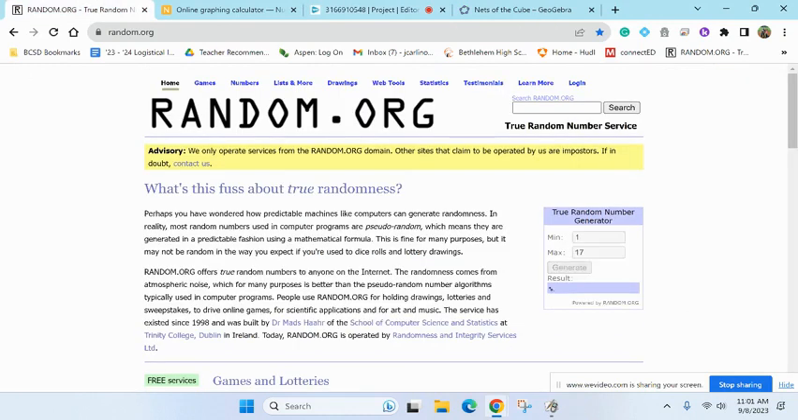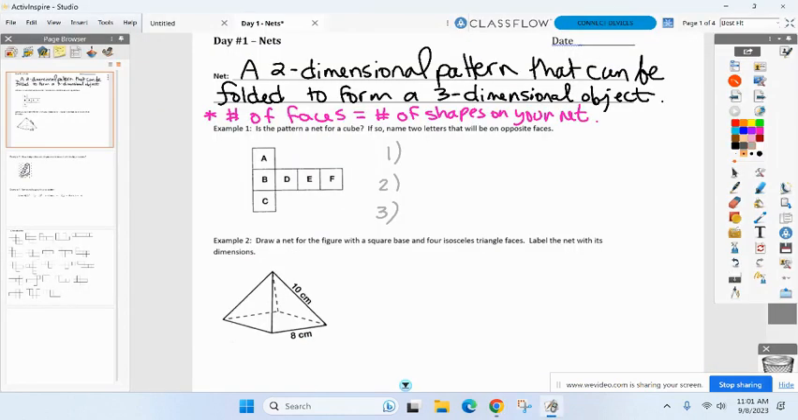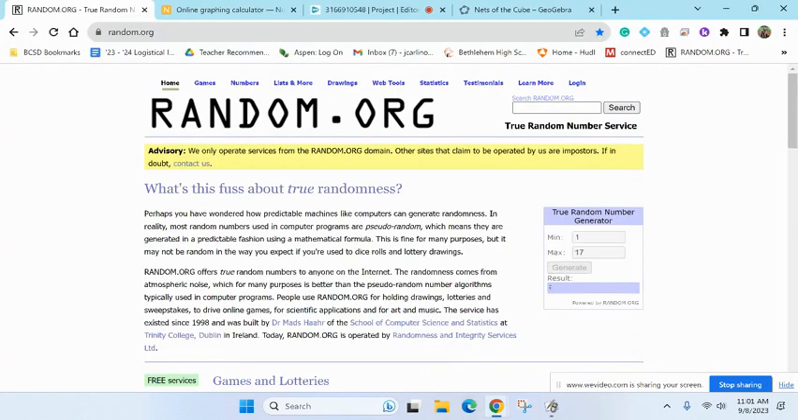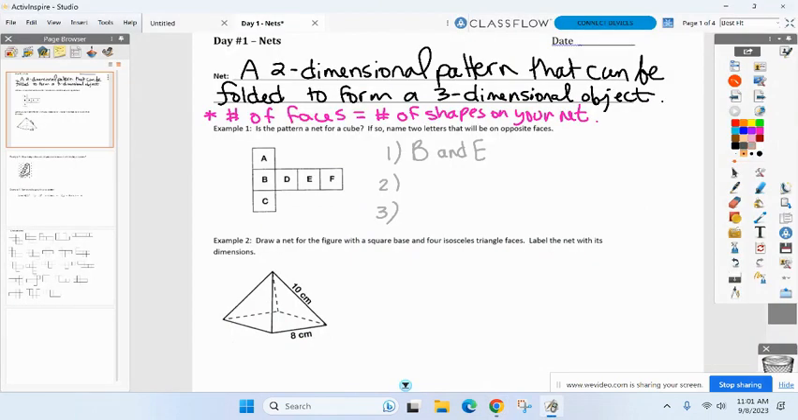Give me a pair. Matt: E and B. E and B, got it. Second pair. Adrian: A and C. A and C. And I won't call on anybody else because by process of elimination, what do we have left here? F and D. Good work, everybody.